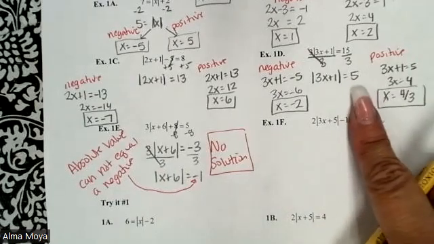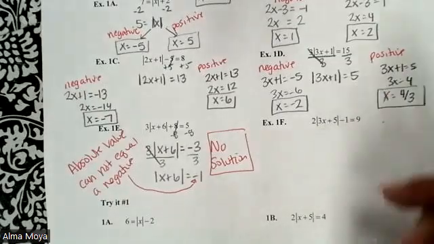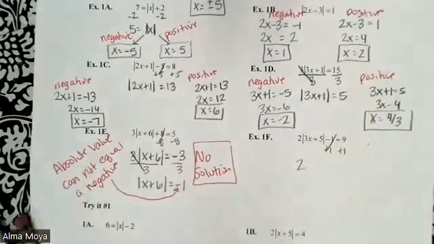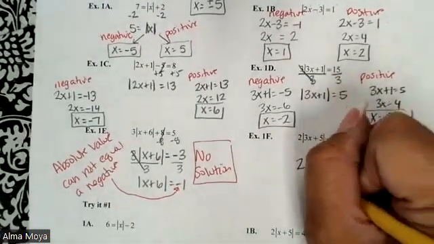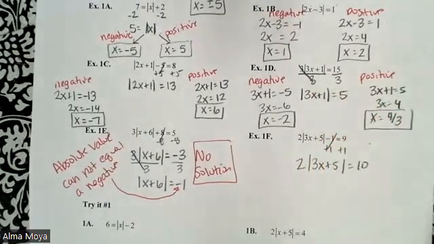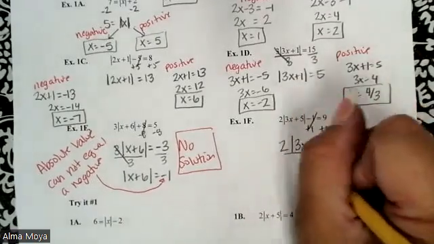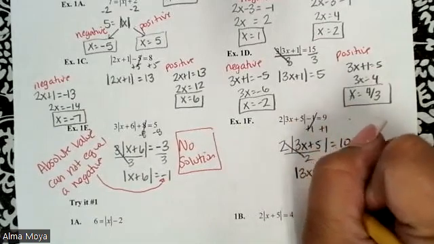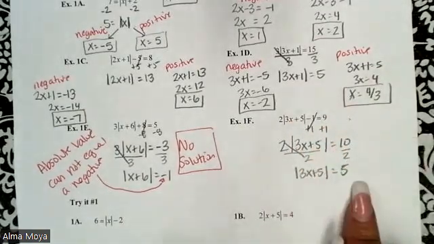Right here, I need to solve for absolute value. So get rid of any add or subtract on the side of the variable. So I'm going to add 1 to both sides. So now I have a 2 absolute value of 3x plus 5 equals 10. I need to get rid of the 2 on the outside of the absolute value. So I'm going to divide everything by 2. So now I have absolute value of 3x plus 5 equals 5. Absolute value can equal a 5.